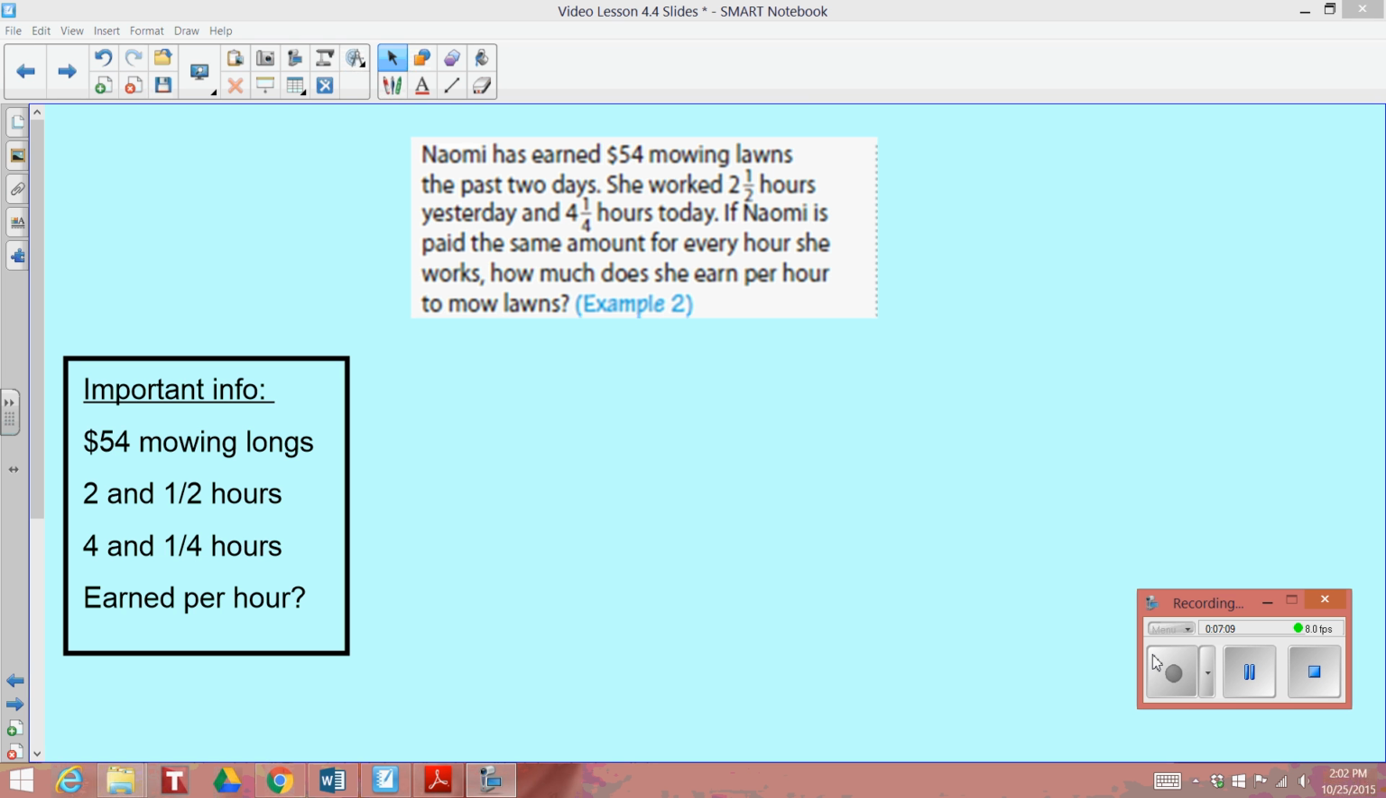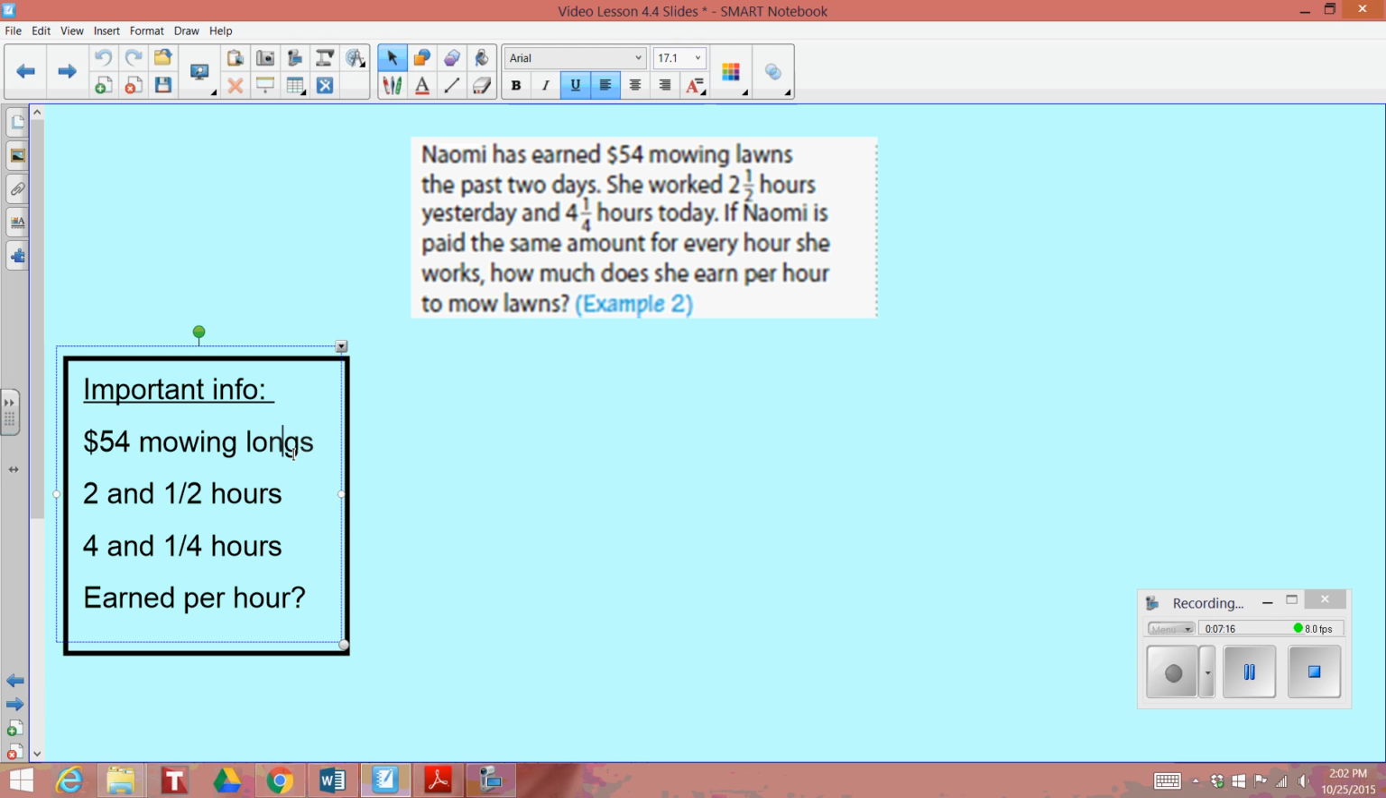So we can do this one of two ways. First, I think about the important information. I know that she's making $54 mowing lawns. She works 2.5 hours one day and 4.25 hours the next day. How much is she earning per hour? So, what would you do if you were actually Naomi? You probably add up the hours you worked total across the 2 days and then figure out how much you made per hour. So that's one thing we can do.